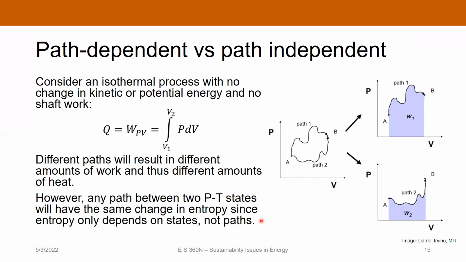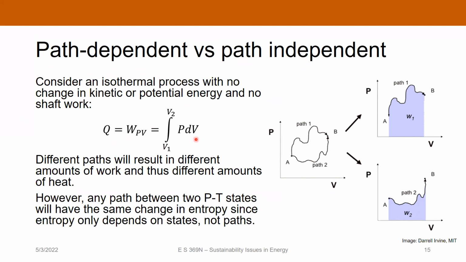Okay, so let's again imagine an isothermal process. We've got no change in kinetic and potential energy. We're not doing any shaft work, okay? So what this means is that the amount of heat transferred is equal to the pressure volume work, and we saw this definition of PV work earlier.